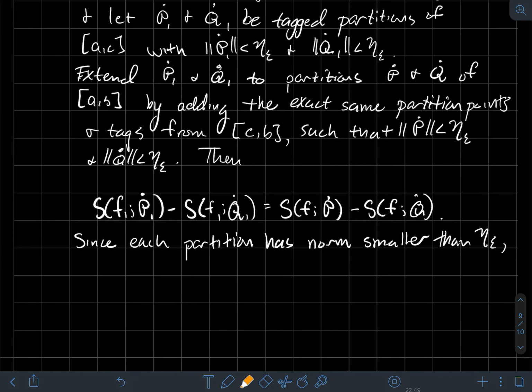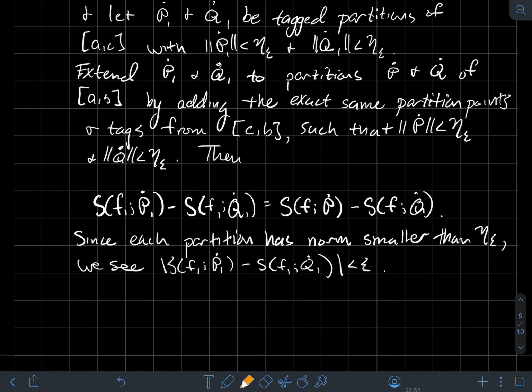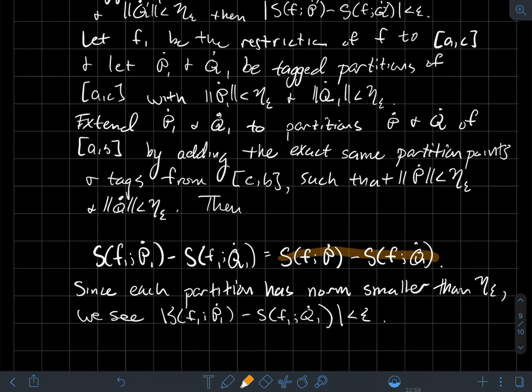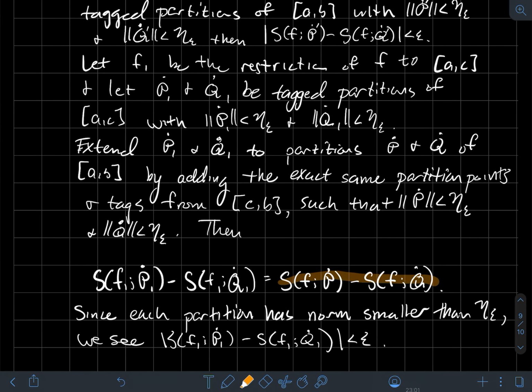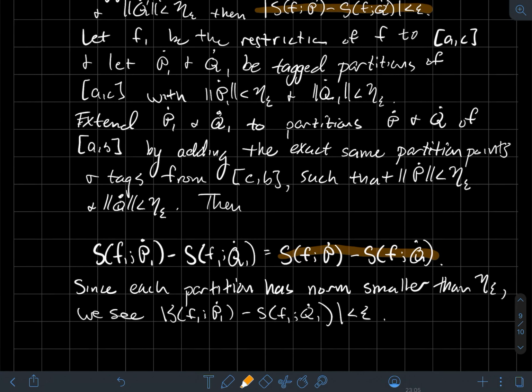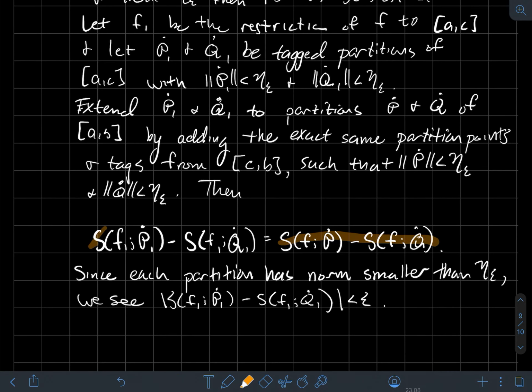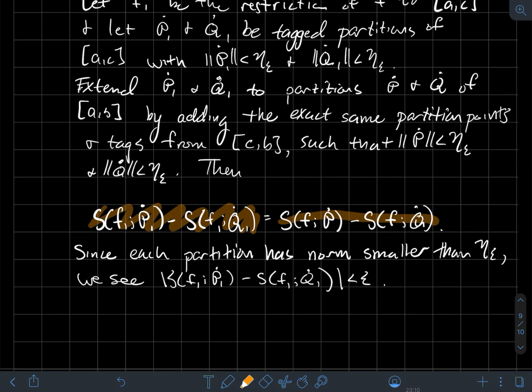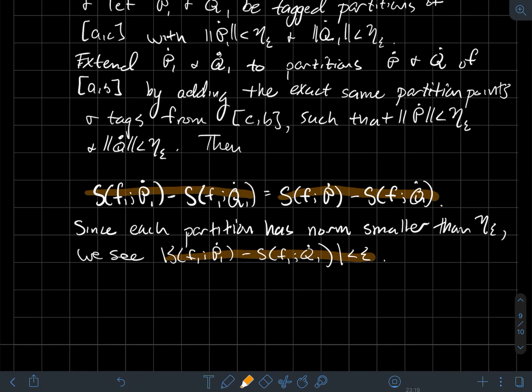So also, since each one of these partitions has a norm smaller than eta, what do we see then? I had assumed that anytime I have a norm smaller than eta here, I know that I can say that the value of the Riemann sums should be within epsilon of each other. Well, if this is equal to these for this partition of just AC, and if this side is less than epsilon when I look at the difference in absolute value, then this side should also be less than epsilon when I look at the difference in absolute value. And so that is pretty much the end of that proof.